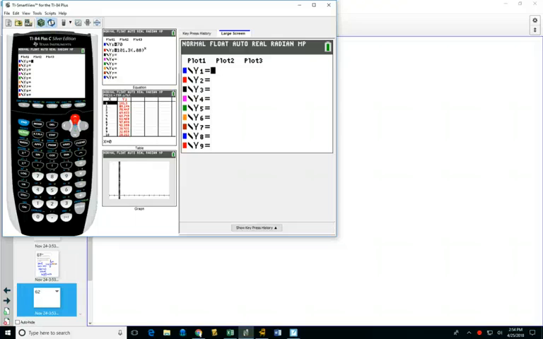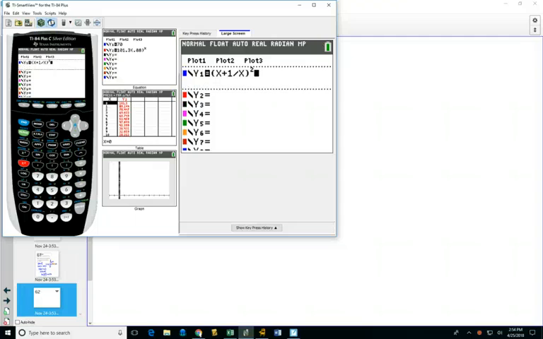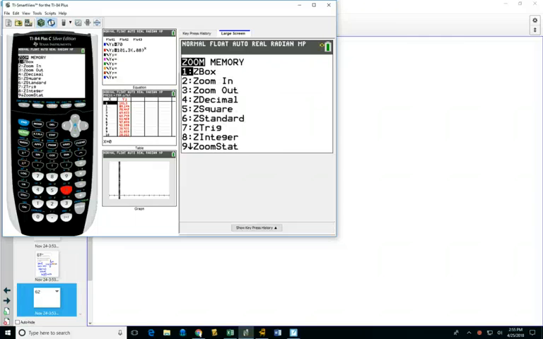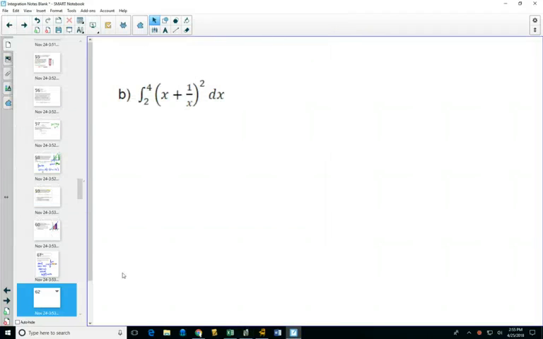Yeah, integrate that. Are you having trouble? What was the question? X plus 1 over x squared. No, from what? X plus 1 over x, the entire thing squared. And you can integrate. What are the bounds? From 2 to 4. There it is.